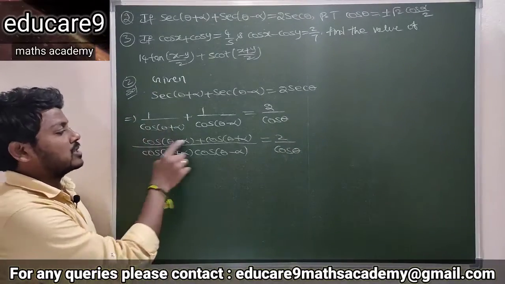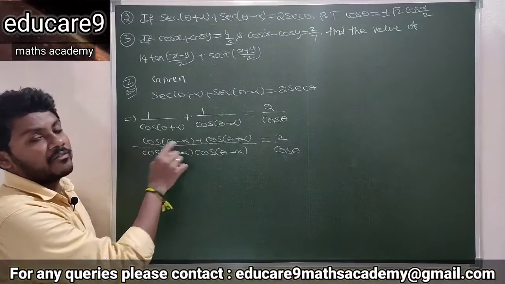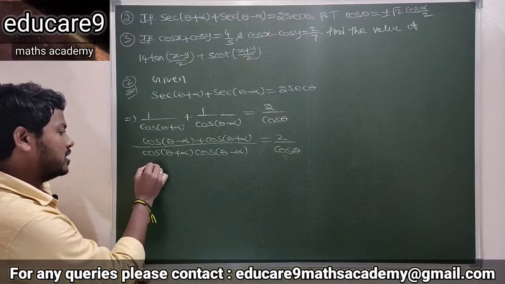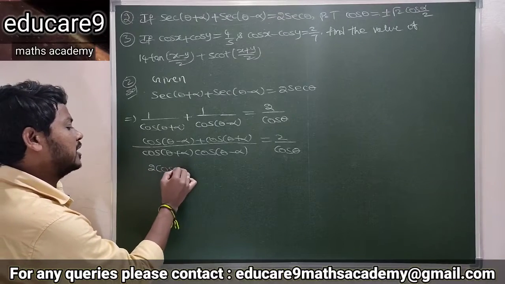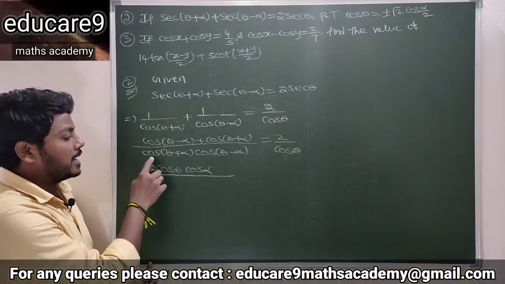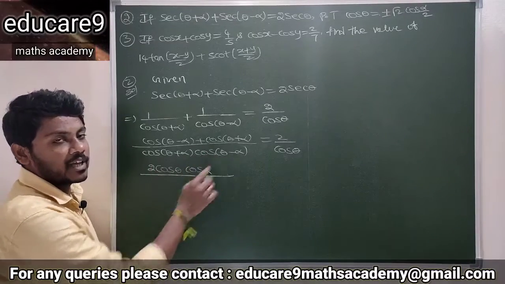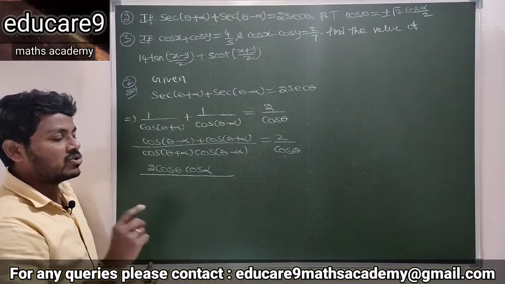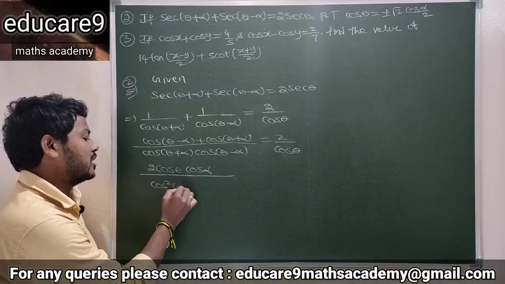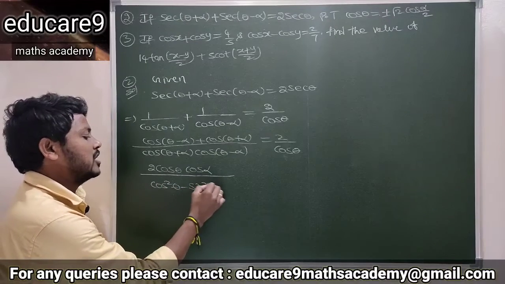So you know that cos(a+b) plus cos(a-b) forms 2 cos a cos b. So clearly, this is 2 cos theta cos alpha. So divide by, again, cos(a+b) into cos(a-b) forms cos square a minus sin square b. So clearly, this is cos square theta minus sin square alpha.